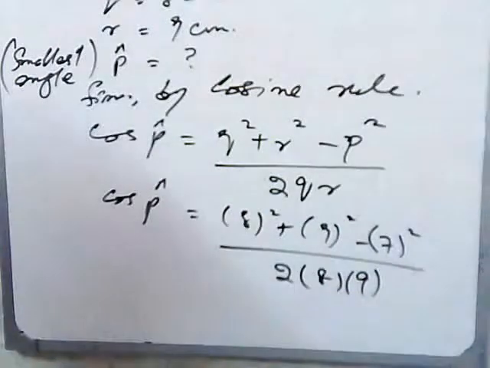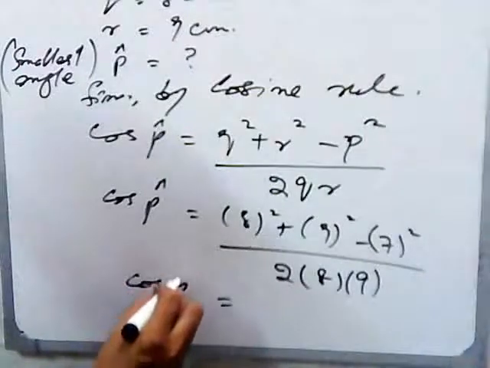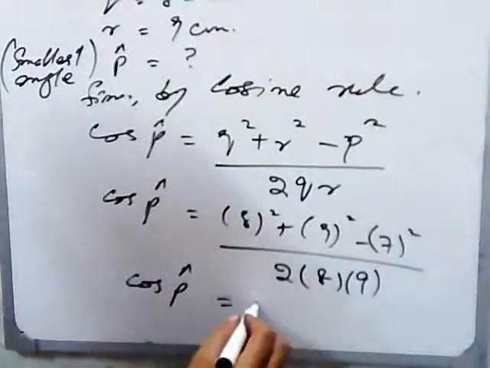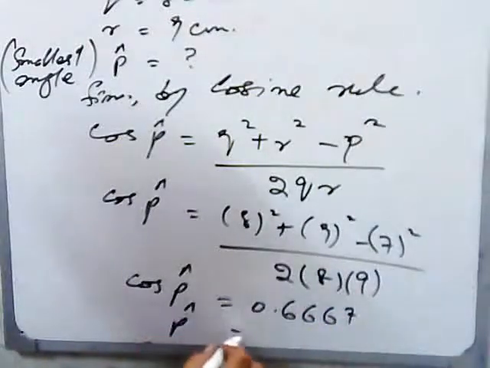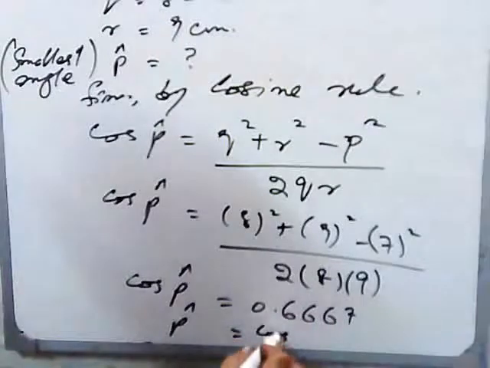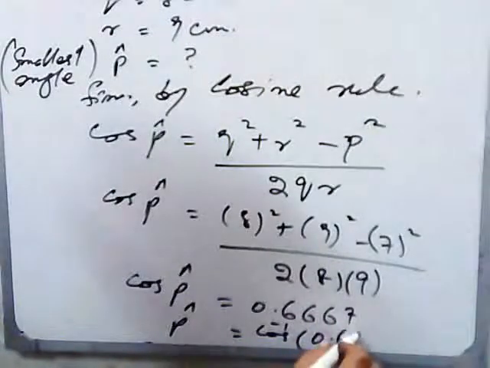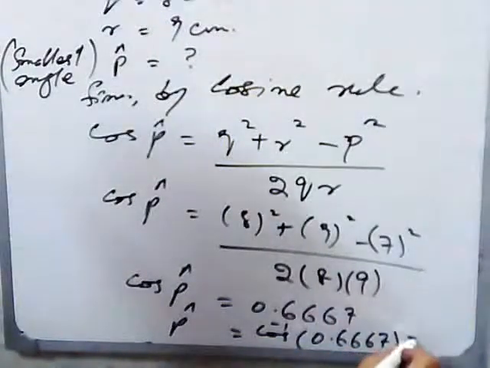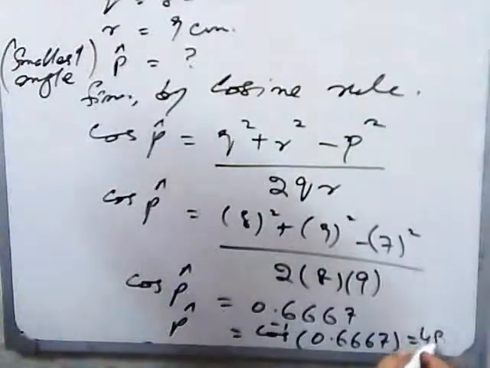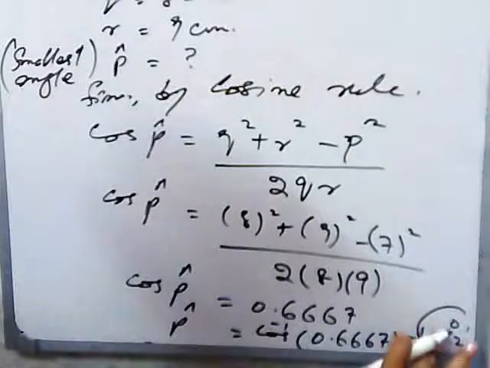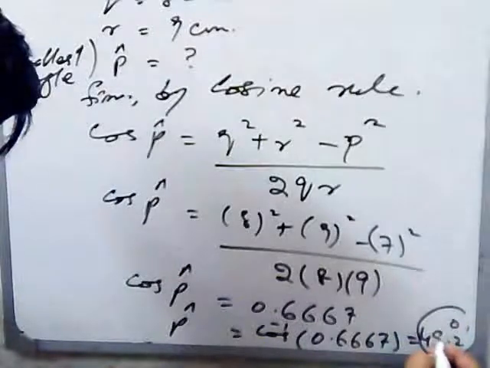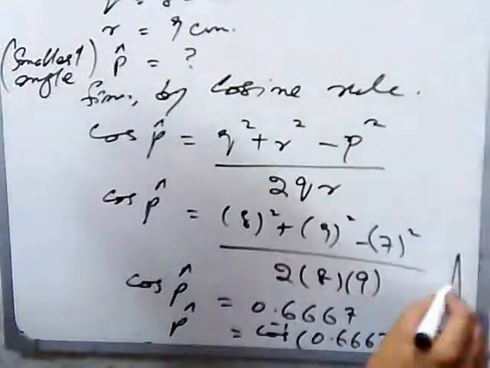So after simplification, we will get cos P as 0.6667, but we need angle P, which is equal to cos inverse of 0.6667, and it will give you 48.2 degrees. So that is your smallest angle, 48.2. So write clearly to understand, 48.2. So that is your result.